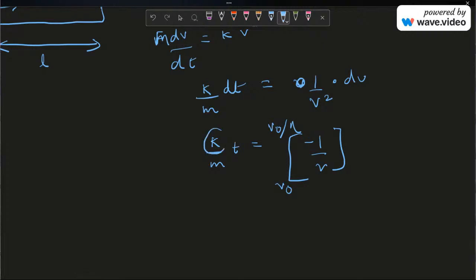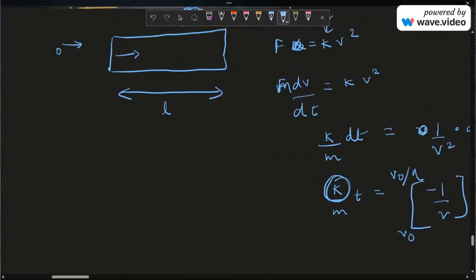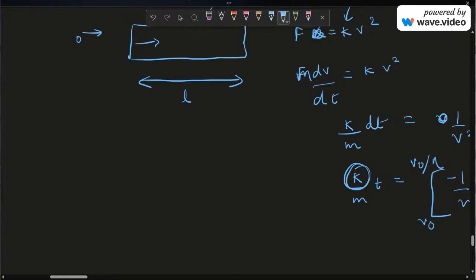Now the problem is we don't know what this k is. So let us find out how. Let us keep this for the end, and let us now find how to find the value of k.